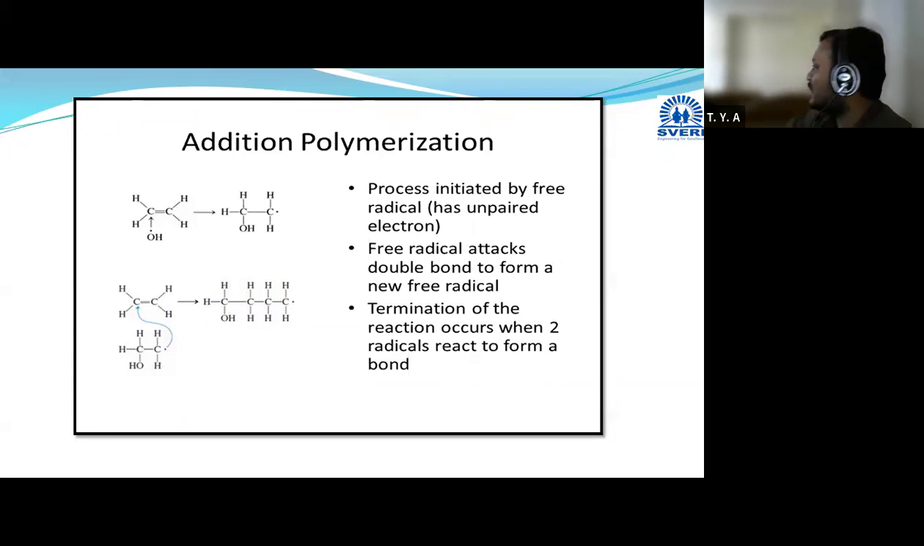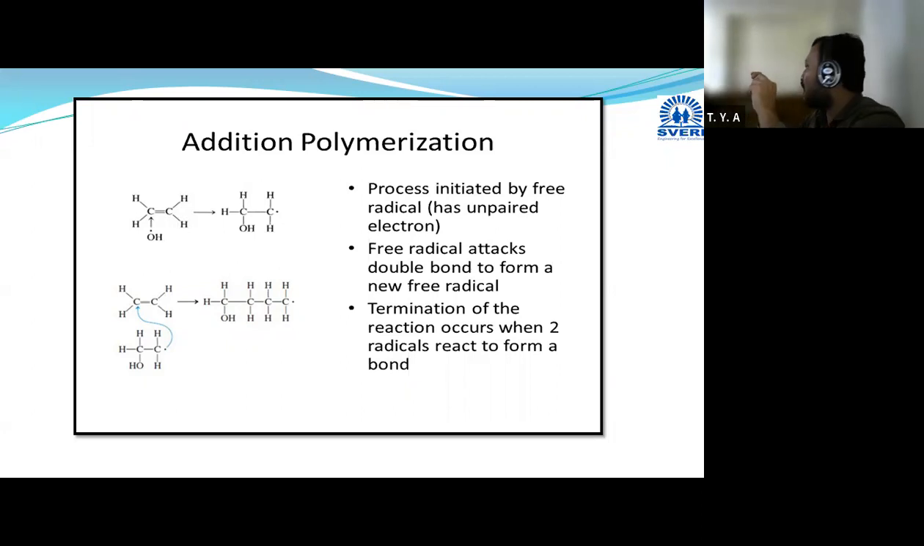In this way, whichever free radical is there, it will attack the next molecule and the chain is formed. One free radical will attack the molecule and the chain will be formed. Again, a new free radical will be formed. It will attack the next molecule. Like this, the chain will be formed. Are you getting this? This is addition polymerization, or chain type polymerization.